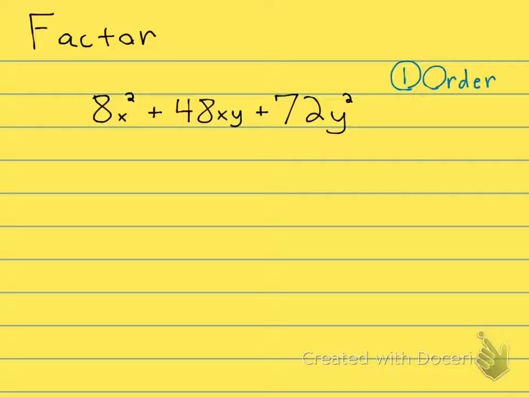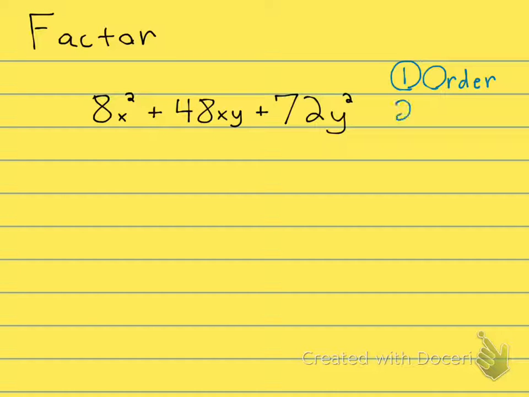First, I need to make sure it's in order. And it is in order. It's in descending order of x's. I have x squared, x to the first, and then no x's over here, or you could think of it as x to the 0. Okay, so it is in order. Now, step 2. Step 2 is to look for a GCF.